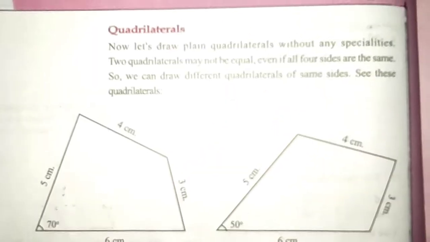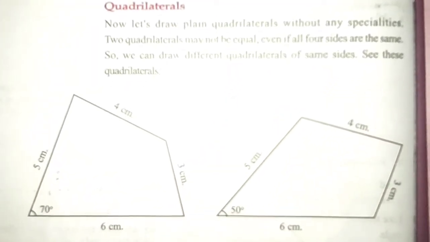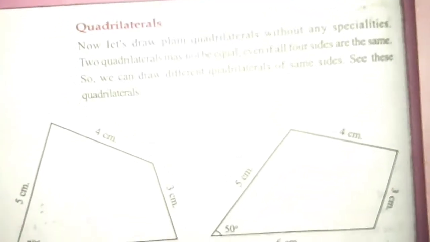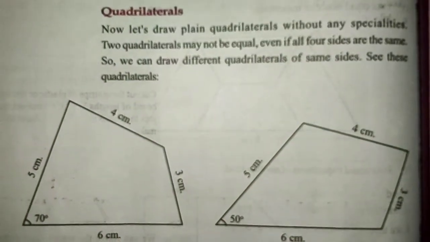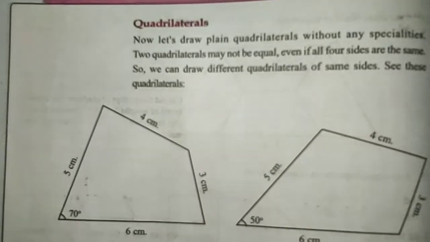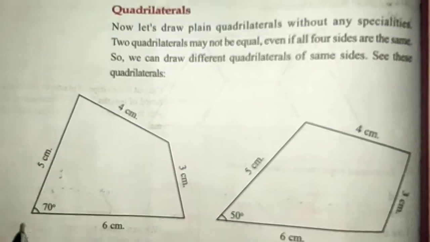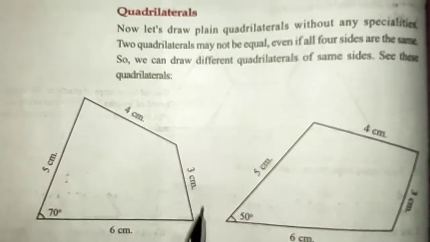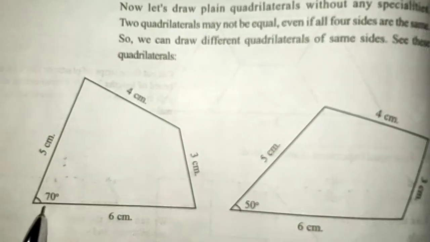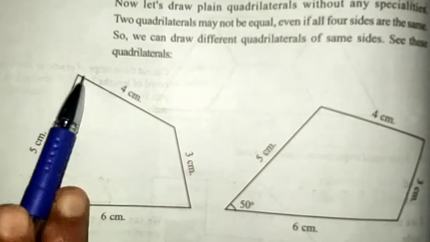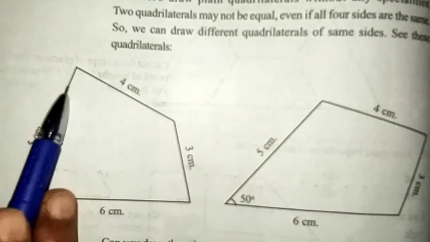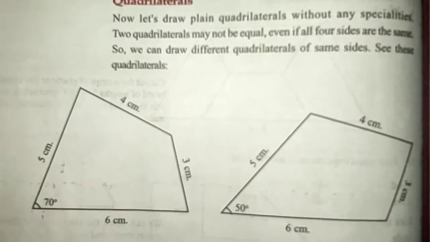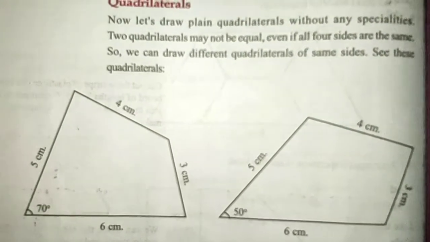Next we are going to draw quadrilaterals. Nothing special, simply quadrilaterals. Quadrilaterals, that means four-sided figure. Here you can see a quadrilateral. How many measures are given here? One side, second side, third side, fourth side, and one angle. That is, if we have four sides and one angle, we can construct a quadrilateral. That means we need 5 measurements to draw a quadrilateral.